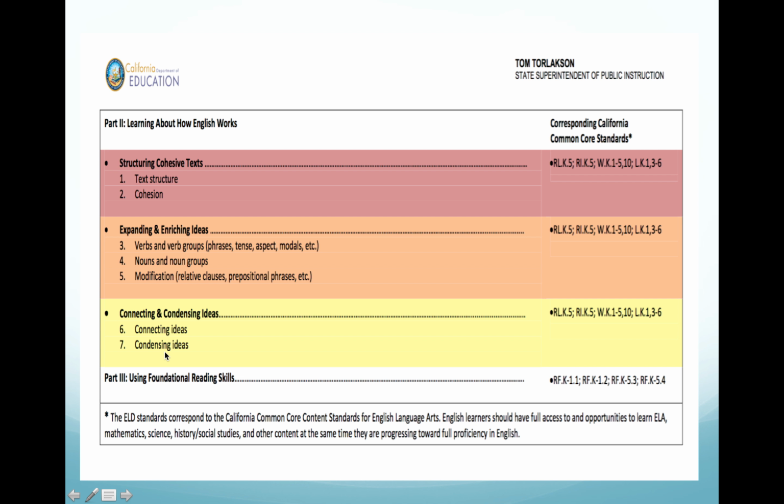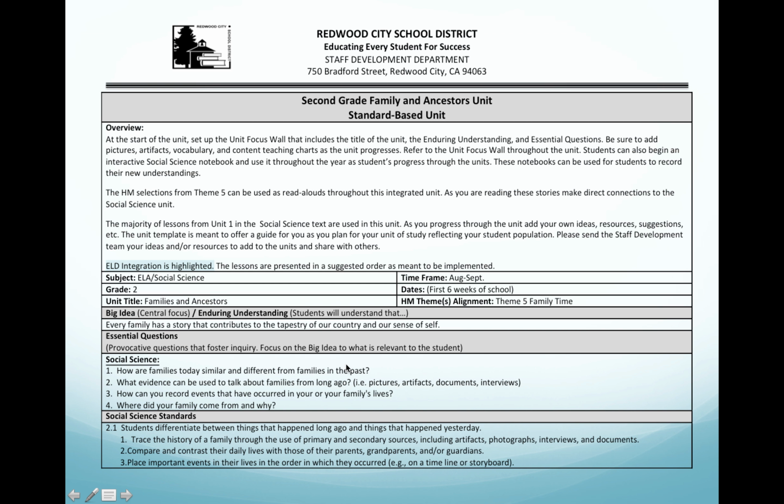And then this could be again in written form or orally. So that's how English works, and this is the time, this designated ELD block, when you're teaching explicitly about how English works. So what does that look like in the actual context of your classroom and its actual practice?